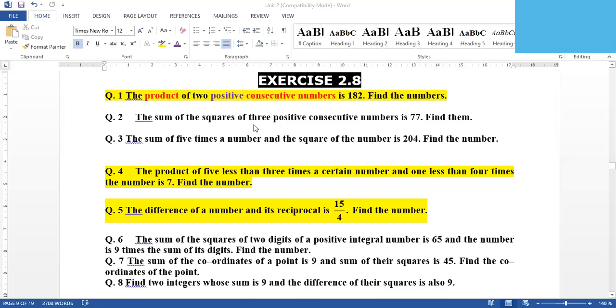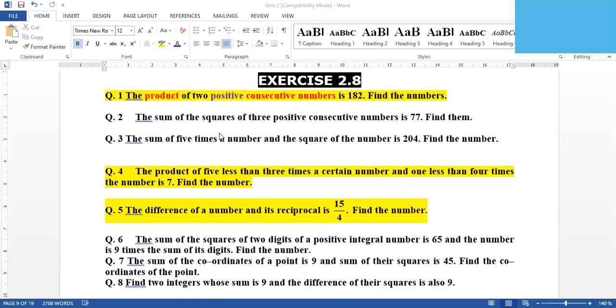The sum of squares of three positive consecutive numbers is 77. Find them. If you read the statement of the question, the sum of squares of three positive consecutive numbers is 77. So I will solve it for you, and then we will move to the next question.